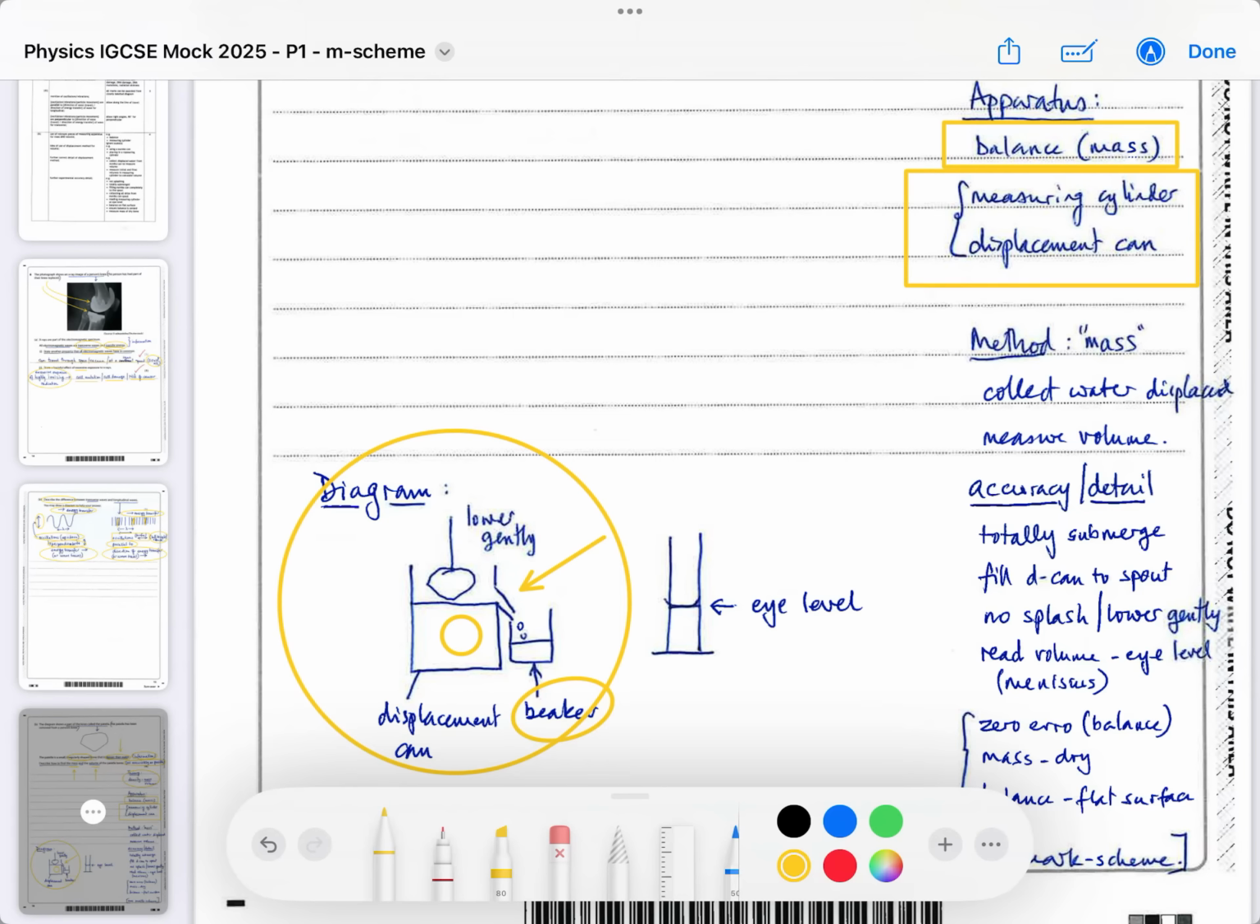Yeah, you then pour the water into the measuring cylinder, and you get to eye level to measure the meniscus, the bottom of the meniscus. Remember the meniscus? It curves up the side of the walls due to the attraction between water and the material of the measuring cylinder. So you've got to have a method for your mass and a method for collecting the water displaced to measure the volume, and you measure the volume this way. So you do need a measuring cylinder.